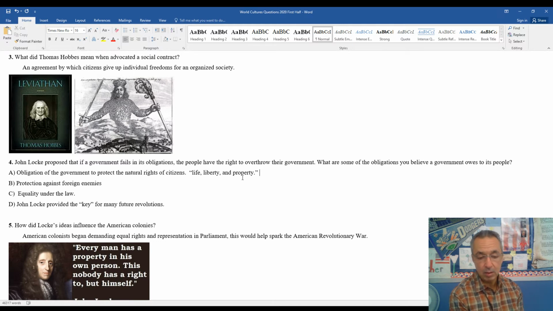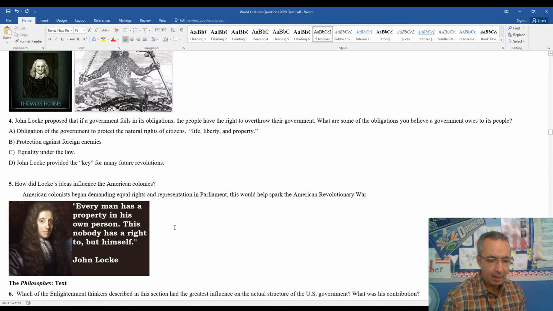Because what they were arguing was that the Parliament was passing taxes on the American colonists, and they didn't have representation in Parliament to voice their opinion as to whether or not they wanted to be taxed. So that seems like a fair complaint.